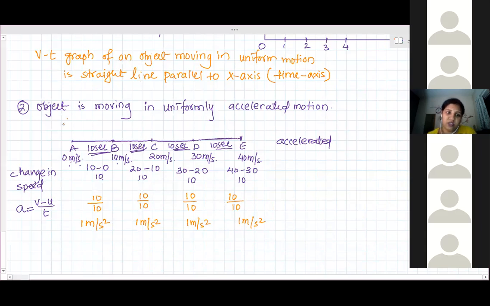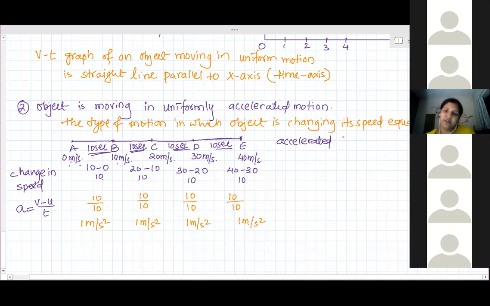So what is uniformly accelerated motion? The type of motion in which the object is changing its speed equally in equal intervals of time. Therefore, acceleration remains the same. Acceleration remains constant.